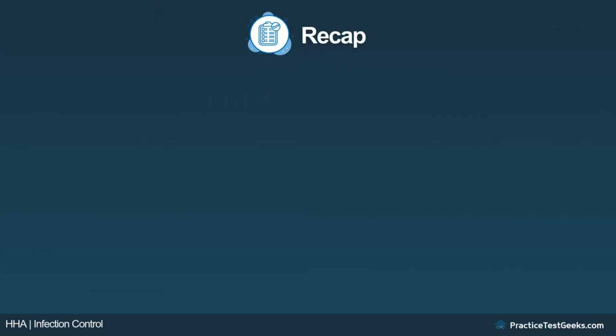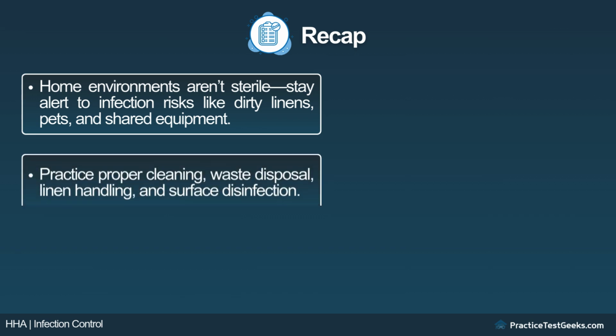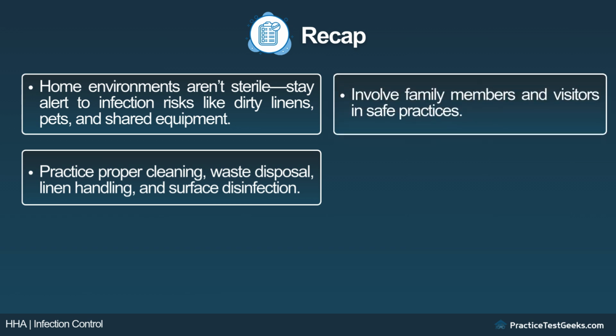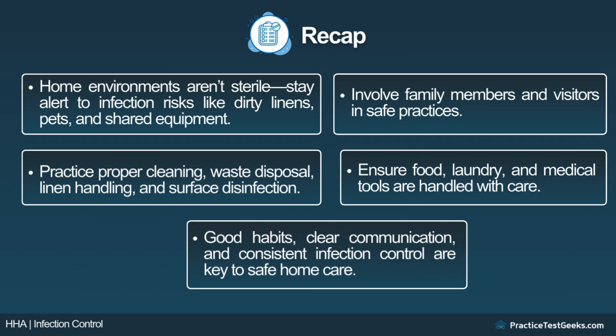Let's review the key points from this lesson on infection prevention in the home. Home environments aren't sterile. Stay alert to infection risks like dirty linens, pets, and shared equipment. Practice proper cleaning, waste disposal, linen handling, and surface disinfection. Involve family members and visitors in safe practices. Ensure food, laundry, and medical tools are handled with care. Good habits, clear communication, and consistent infection control are key to safe home care.